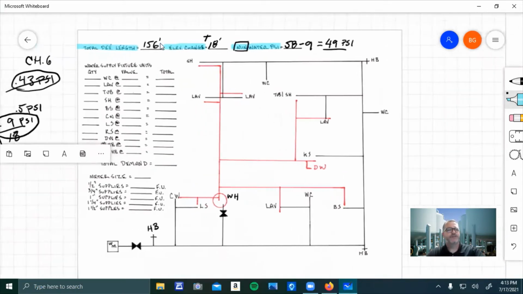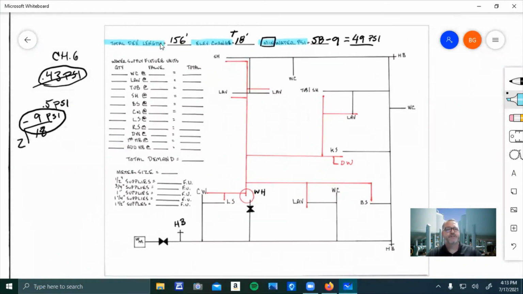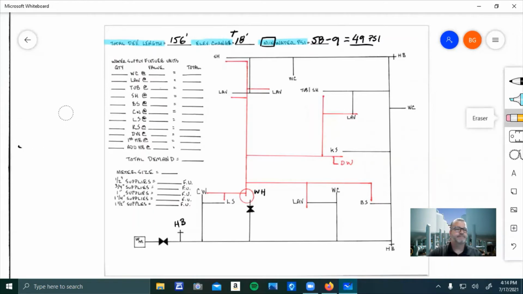So now that we have our pressure figured out, we still don't know how many fixtures we have. So I drew it a little bit differently this time so I wouldn't forget the kitchen sink. And for those of you who saw the other video, I forgot the kitchen sink. Unbelievable. So we're not going to forget it this time. Of course, I'll probably forget something else, but we'll see.